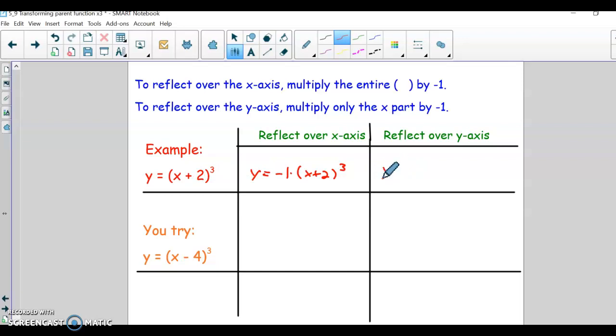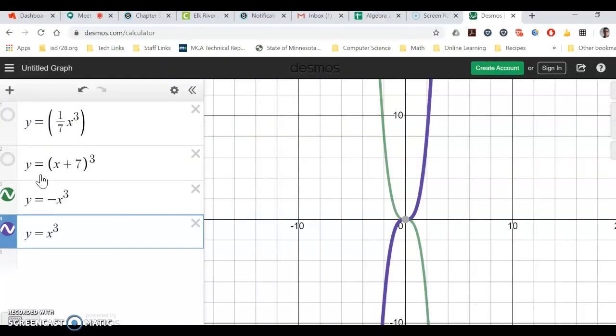Okay, and then if you want to go over the y-axis, you put the negative part inside with x, and then you still have the cube here. Okay, and putting it there will make it reflect over the y-axis. So this one will go left 2 and then go over the y. And again, to show you this, the best thing I can do is do Desmos.